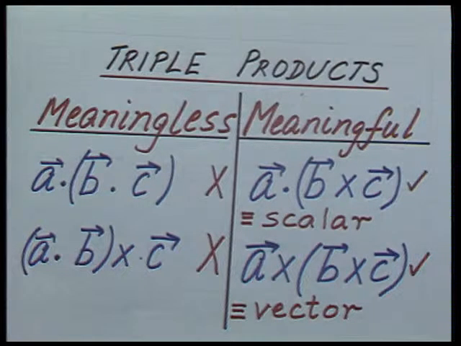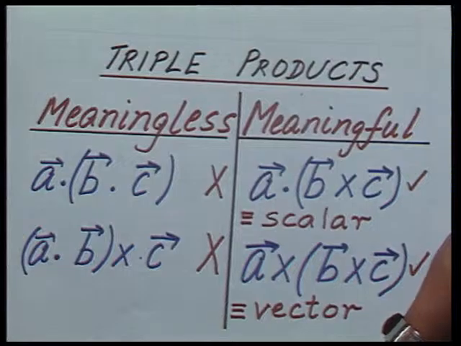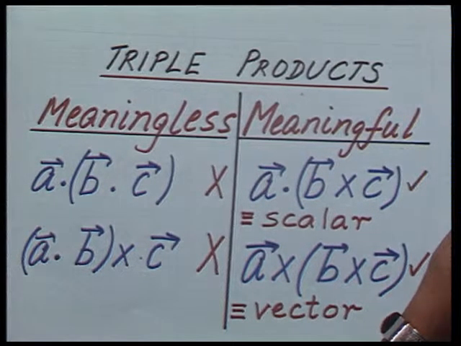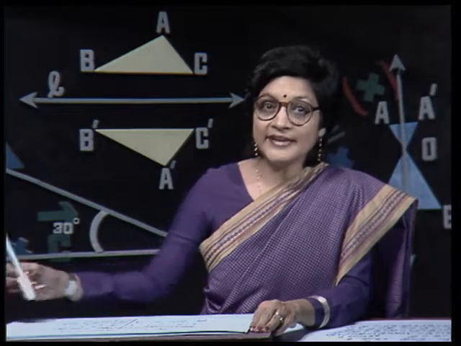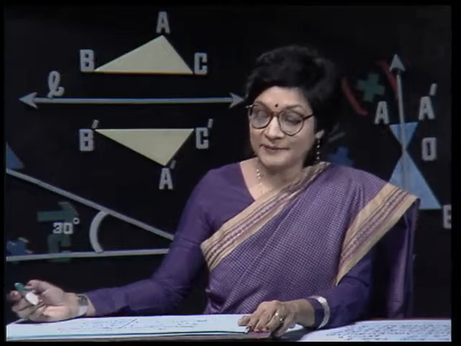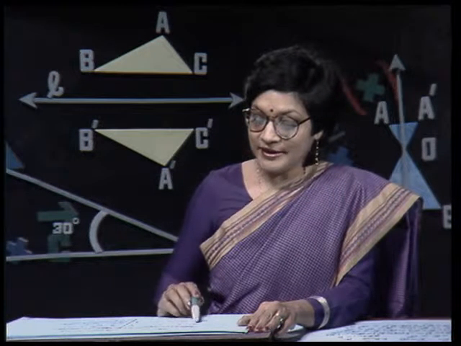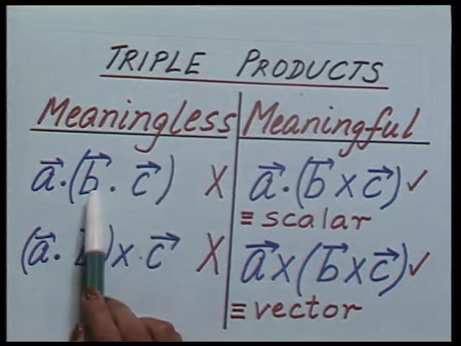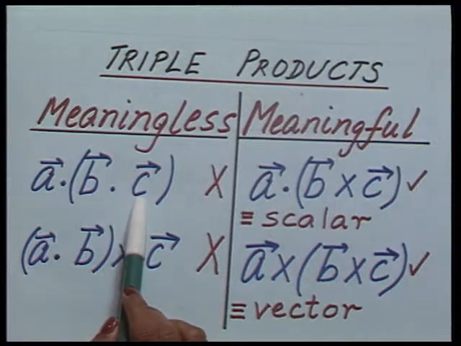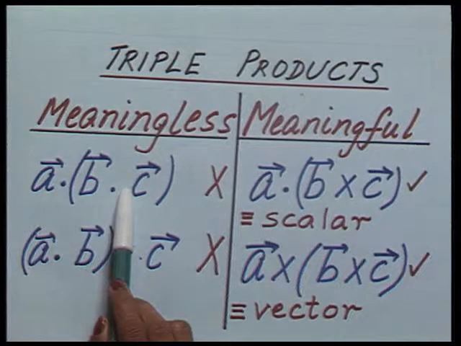Let us go on to another kind of product in which we consider three vectors combined with the help of cross and dot. In these products, known as triple products, some products are meaningless and some have a meaning. Let us look at the ones which do not have a meaning first. A dot B dot C does not make any sense because B dot C is a scalar and you cannot have the dot product of a vector with a scalar.